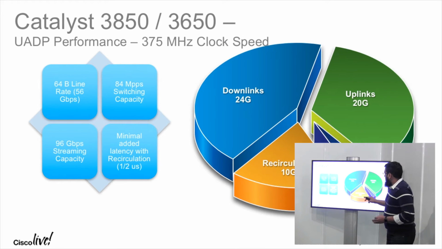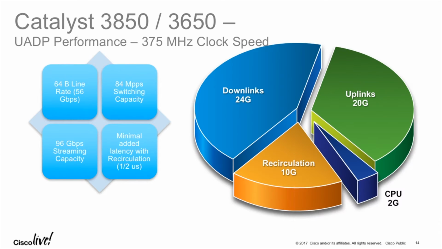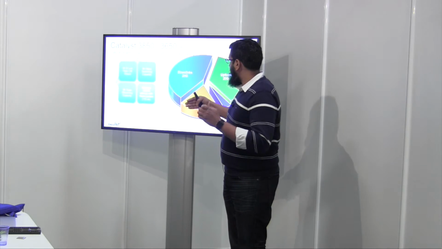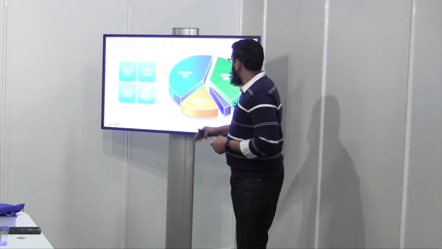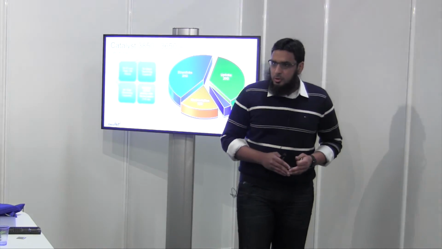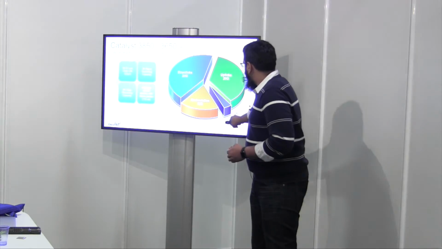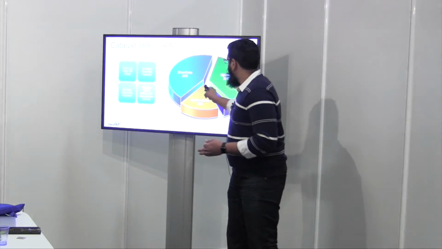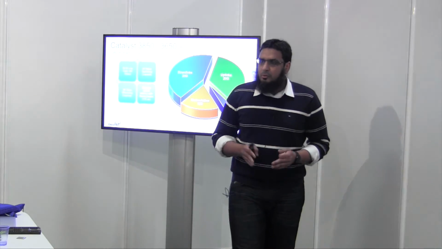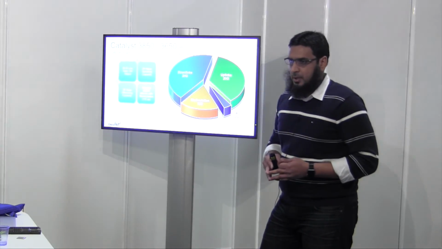So the total performance of the UADP ASIC is 56 gigabit. This is with 64-byte packets, so this is the worst performance possible. Now, if you look at the platform architecture, you'll see that this ASIC is connected to 24 downlink ports and 20 gig worth of uplink ports, right? And we reserve 2 gig for CPU. That leaves us with 10 gig of bandwidth. We use this bandwidth for recirculation, okay?